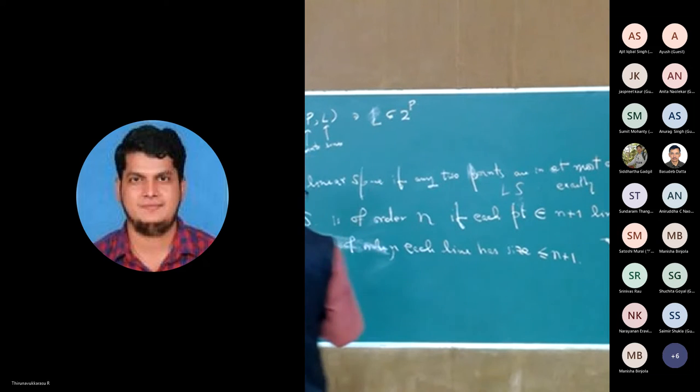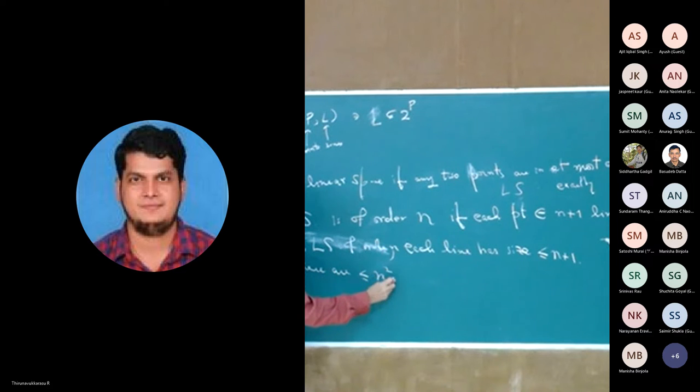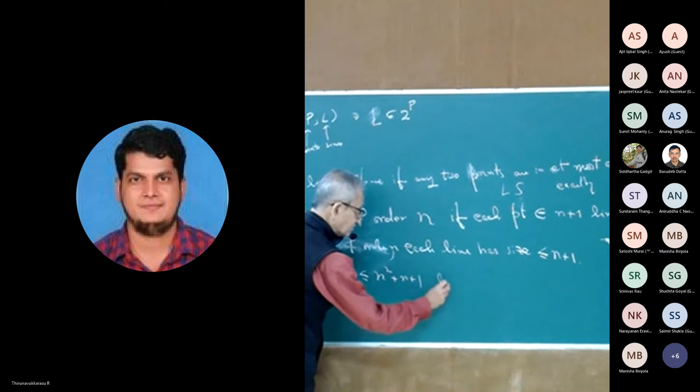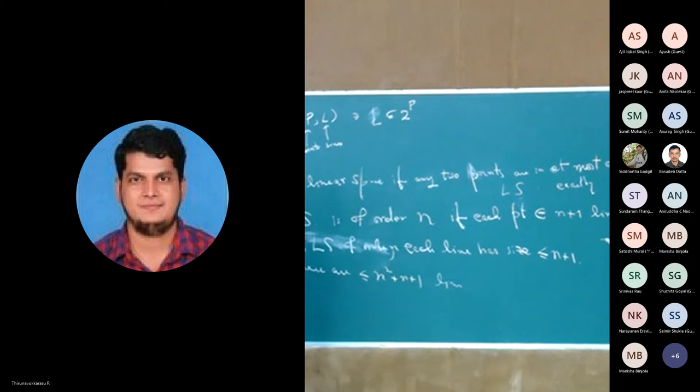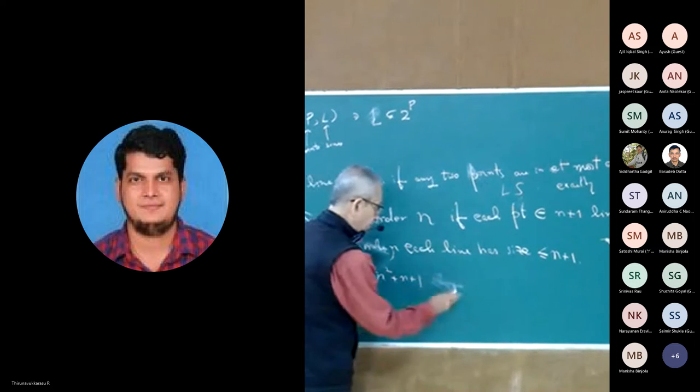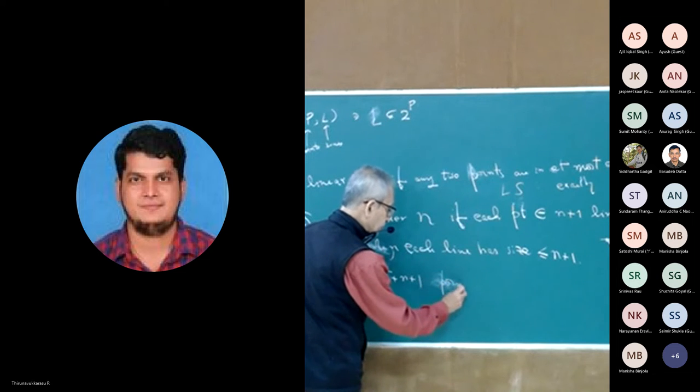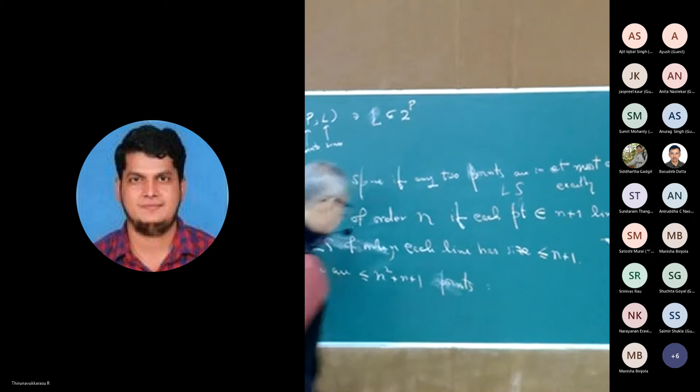So in a linear space of order n, each line will have size less than or equal to n plus one because of this picture. And it follows there are at most n squared plus n plus one lines. Sorry, points. The lines also actually, but that will need more arguments.